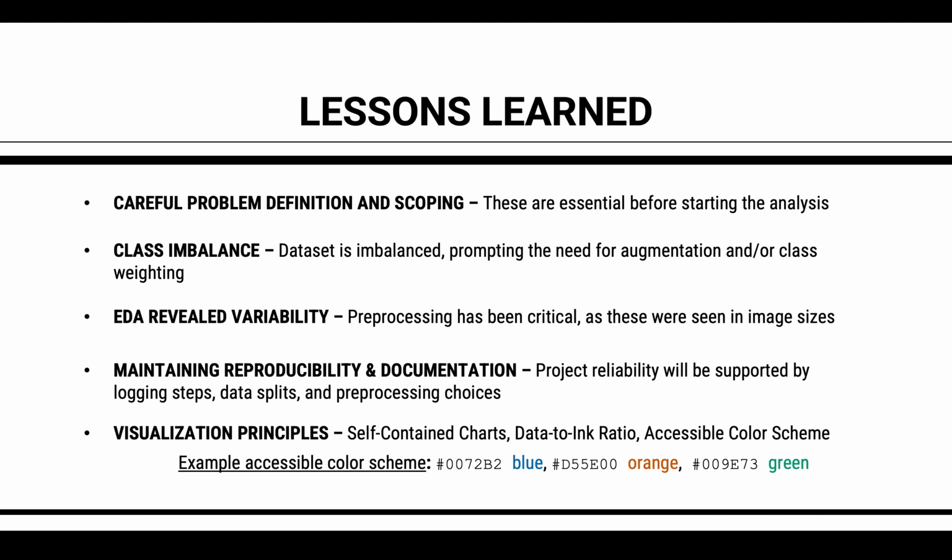From the early stages of this project, several key lessons stand out. First, careful problem definition and scoping were essential before touching the data. They set the guardrails for the entire workflow. Second, class imbalance emerged as a major challenge, particularly with fewer large cell carcinoma cases at 5,000 images. That means I'll need augmentation or class weighting to train a fair model.